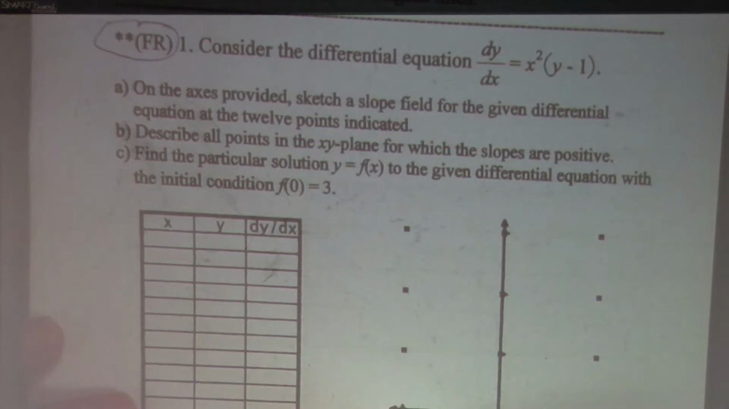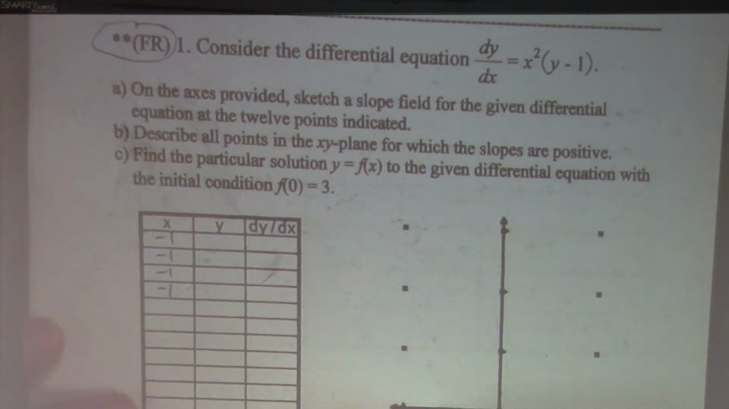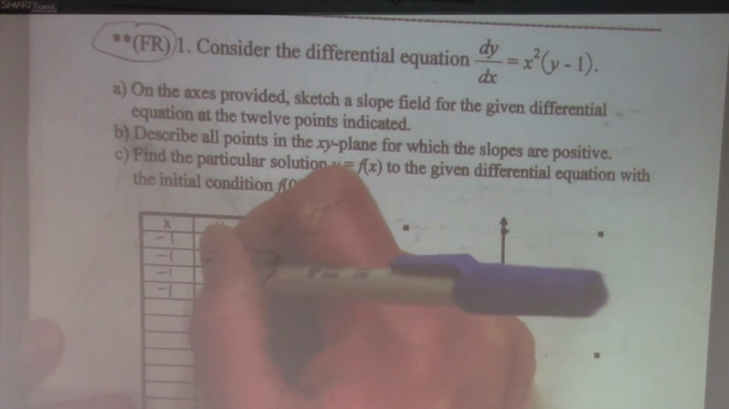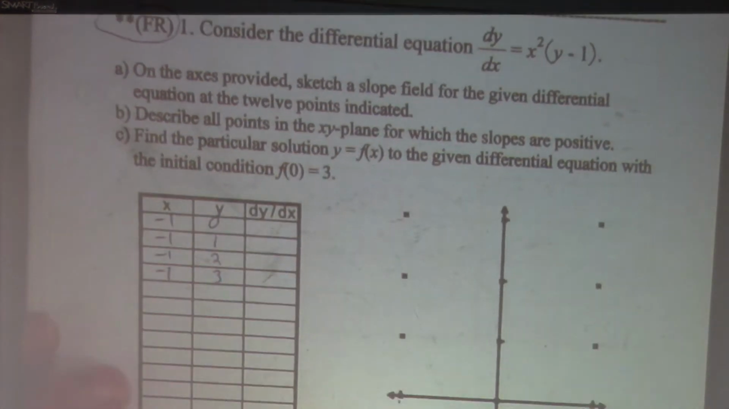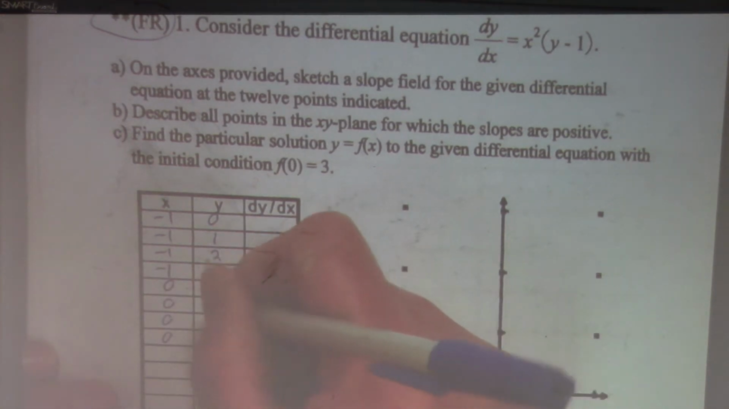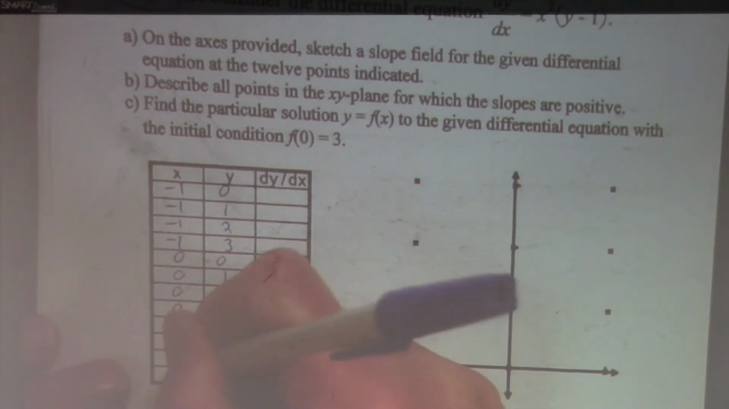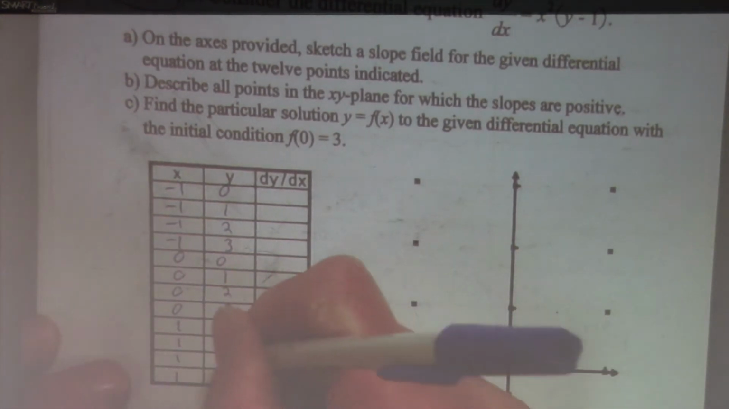When x is -1, I'm going to have 4 points for x = -1, and those y values are 0, 1, 2, and 3. Same thing when x is 0, I'm going to have y's of 0, 1, 2, and 3. And when x is 1, I will have y's of 0, 1, 2, and 3 yet again.